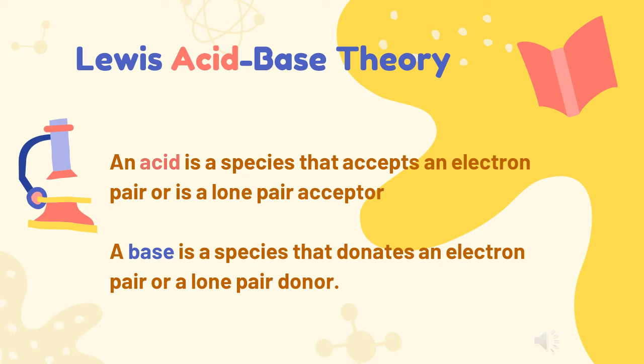Okay, we will move on from Bronsted-Lowry, and then we will talk about Lewis acid-base theory. An acid is a species that accepts an electron pair, or is a lone pair acceptor. Meanwhile, a base is a species that donates an electron pair, or a lone pair donor.